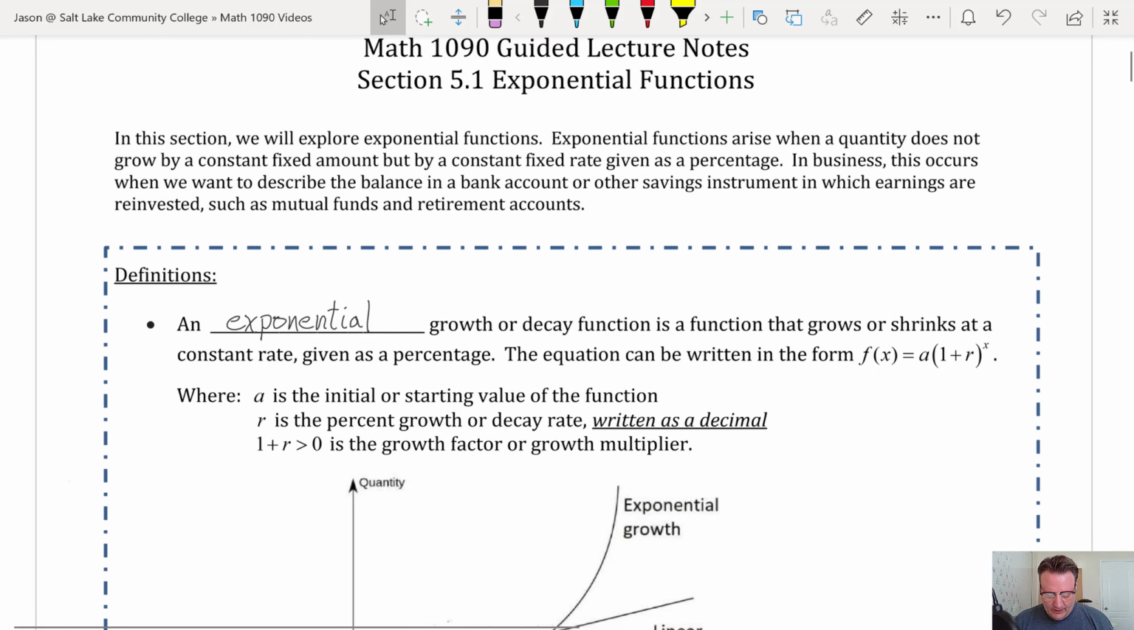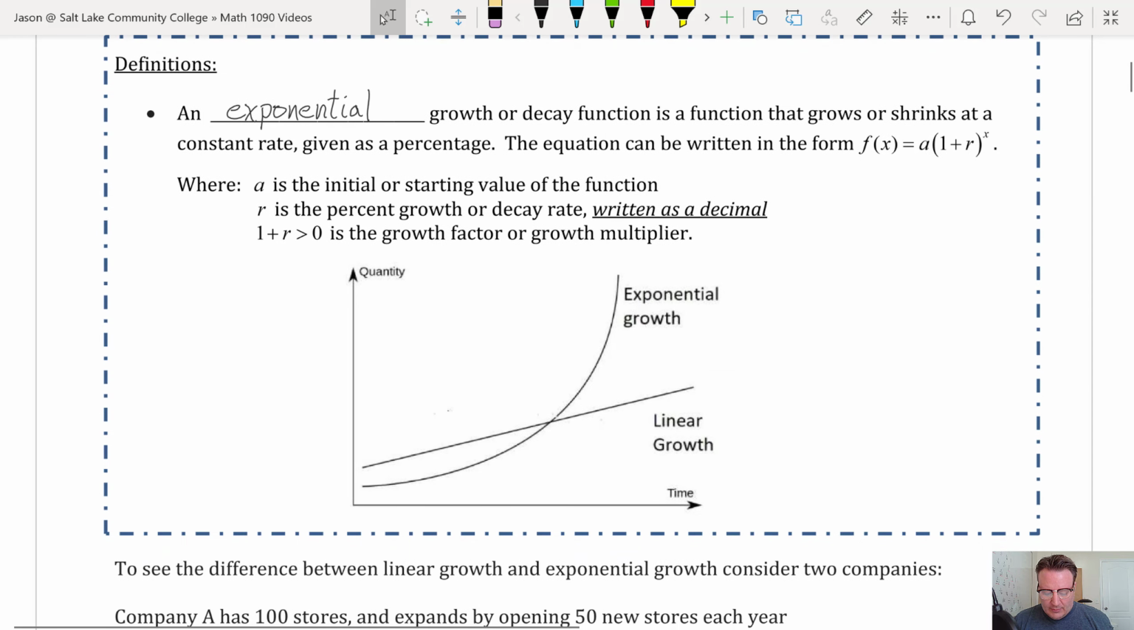Okay, definitions. An exponential growth or decay function is a function that grows or shrinks at a constant rate given as a percentage. We often write these functions in this form: f of x is equal to a times quantity 1 plus r raised to the x power. Okay, about these constants in our function. The only variable in this function is x. a and r are constants.